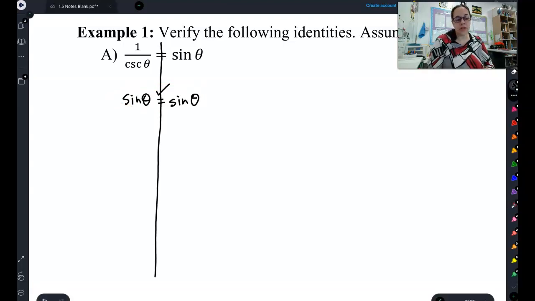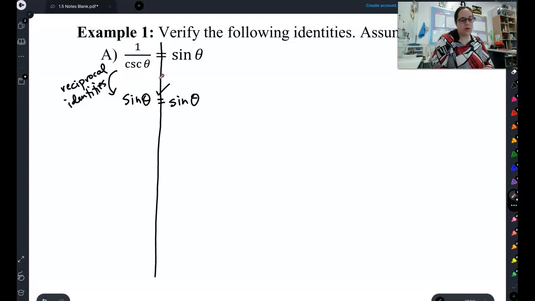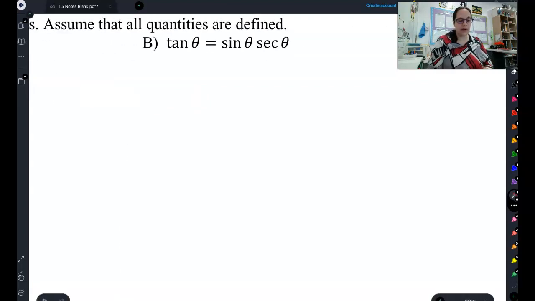Now, one other thing that we should note is what we used to get from this first line to this second line. The thing that let us change 1 over cosecant to sine was the reciprocal identities. So anytime I use one of my identities, I should list off to the side what identity I'm using to change how something looks. So that was a pretty simple one. All we needed was one step. Let's take a look at one that's a little more complicated.